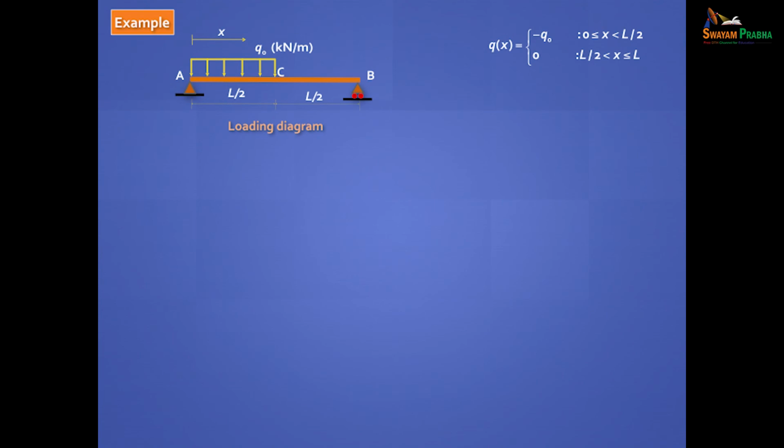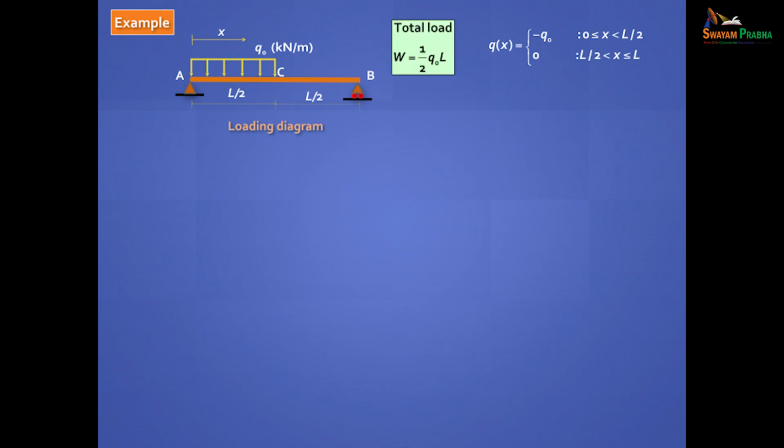So let's take this example. Now, if you're starting from scratch, you've got a loading diagram like this, you have to write an expression for q of x. This is what you'll say. In this region, say 0 to L by 2, you will write q of x is equal to minus q naught, because your definition for q in the previous slide was positive upward. So this is acting downward, it's a constant load, and there's no load acting here.